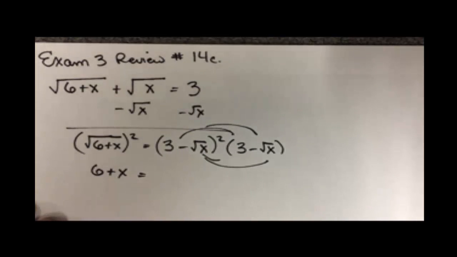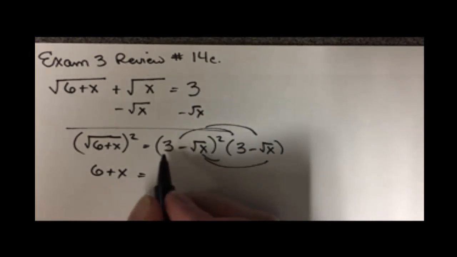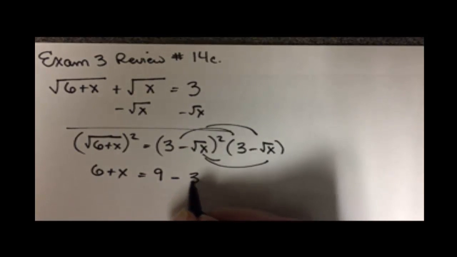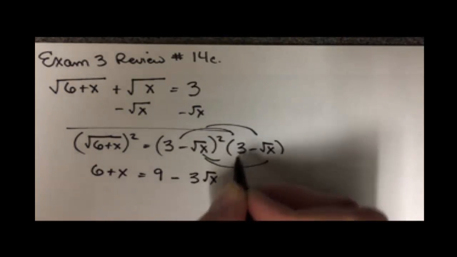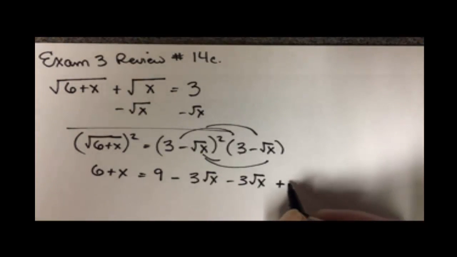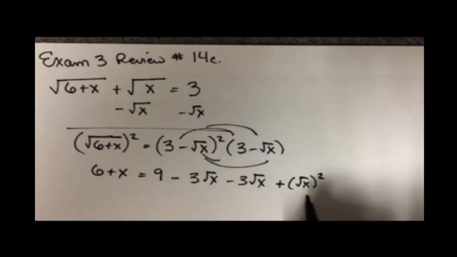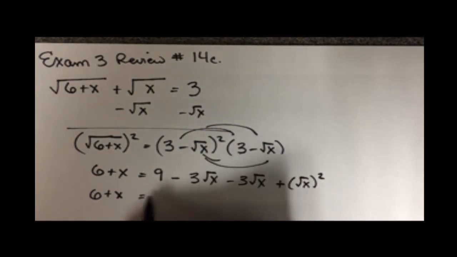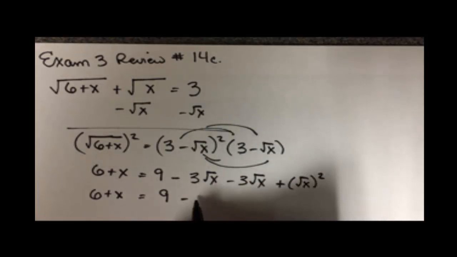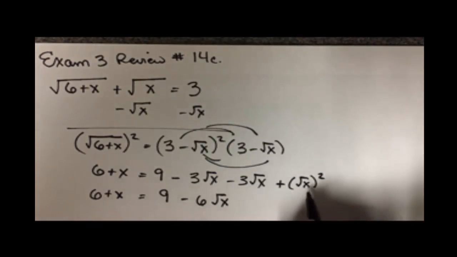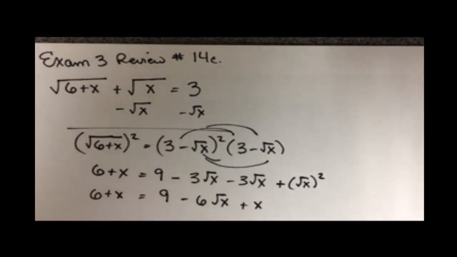Then on this side, I am going to get 3 times 3 is 9 minus 3 times the square root of x. Then again, another minus 3 times the square root of x, and a plus the square root of x squared. Let's simplify our like terms here. And that gives us x plus 6 equals 9 minus, those terms are like, they're going to combine to negative 6 square root of x, and then the square root of x squared is plus x.